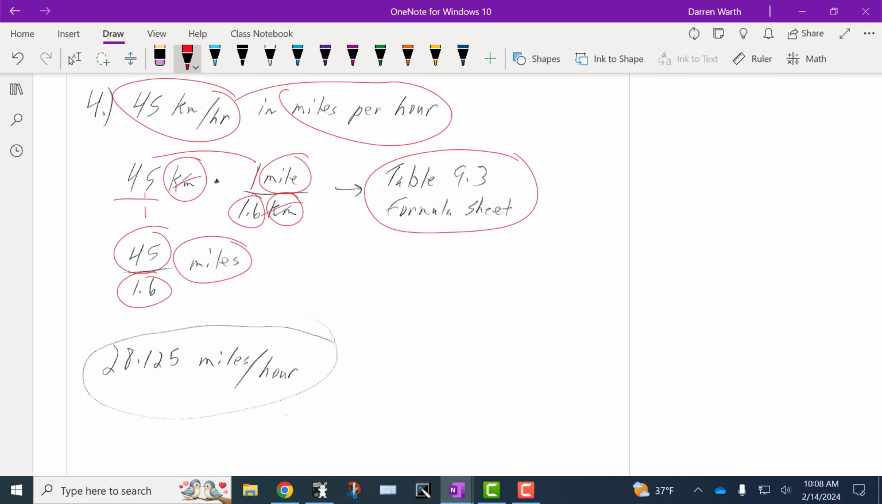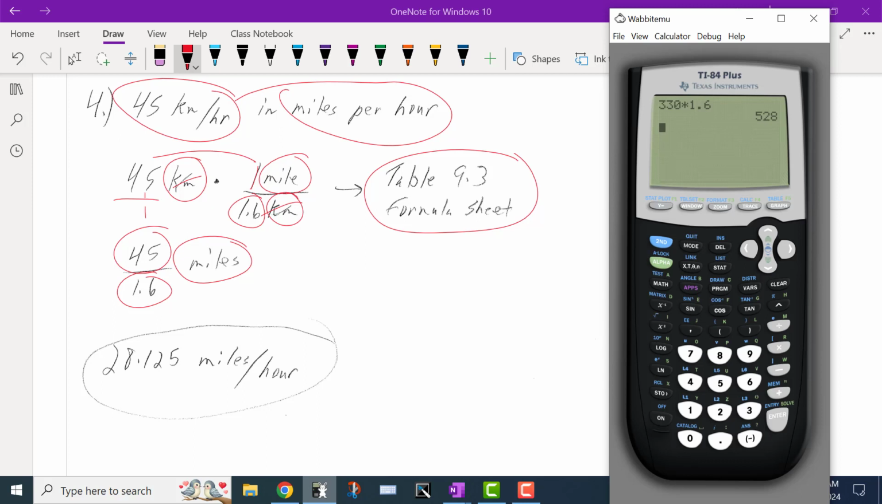Now I just have to take my calculator and take 45, and I'm going to divide that by 1.6. And that's going to come out to be 28.125 miles per hour. Okay, on your next problem, number 5, a little bit of a story problem right here.